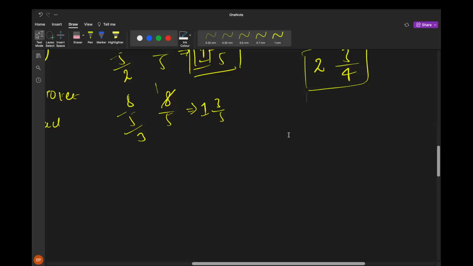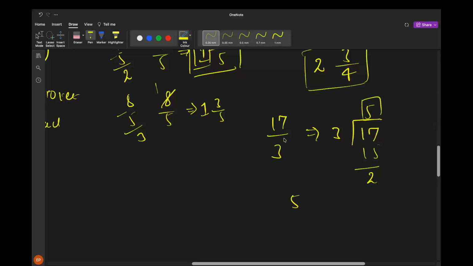What if I take 17 by 3? Just do the normal division. 3 5s are 15, right? The remainder will be 2. Just write the quotient in the whole part. In this we'll get 5 whole parts and 2 parts out of 3 parts. This is the meaning. And can we convert the mixed fraction into improper? Yes, we can. Just reverse the process.